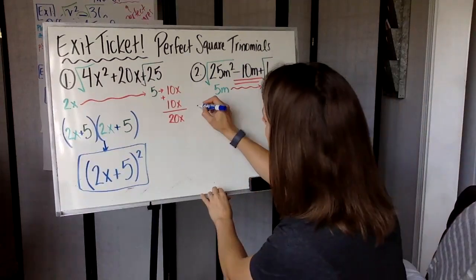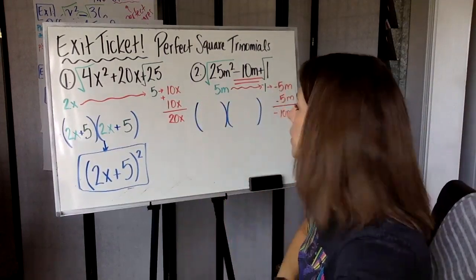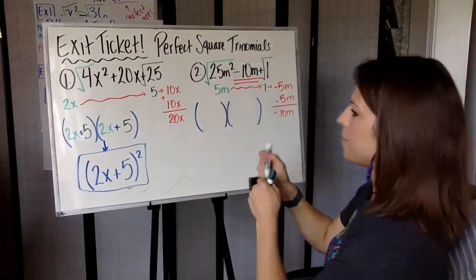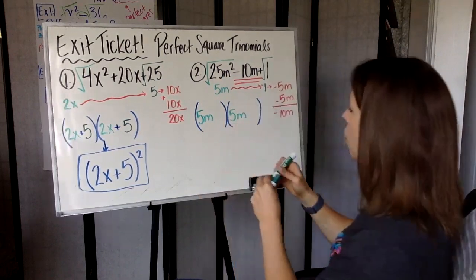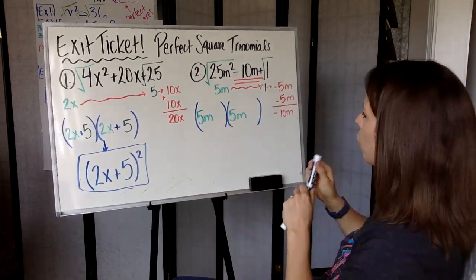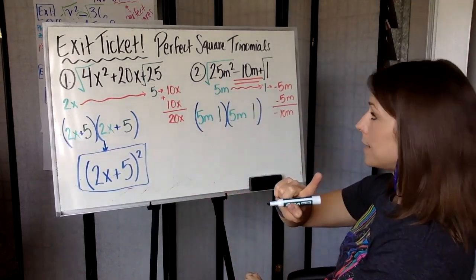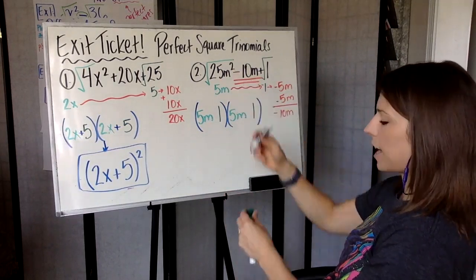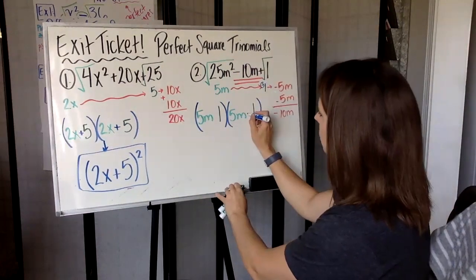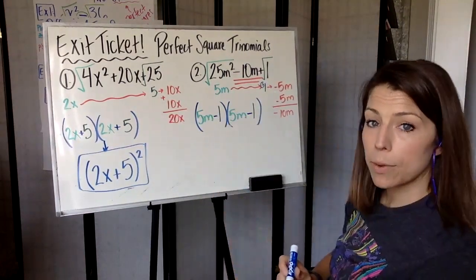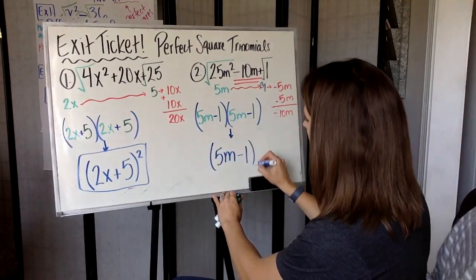So is this a perfect square trinomial? You betcha. So let's go ahead and put it as a product of two binomials. What was the square root of the first term? 5m. So 5m and 5m. What was the square root of the last term? 1. But oh wait, remember, we couldn't keep it as positive 1 because if it was positive, then the middle term would have had to be positive 10m. So when we changed it to a negative 1, this is negative 1 and negative 1, which can be written as 5m minus 1 squared.